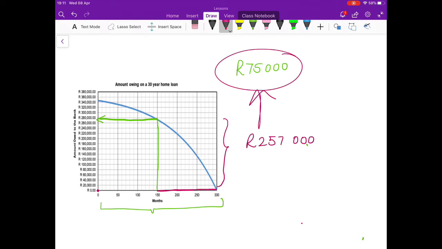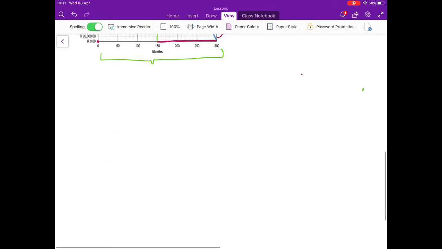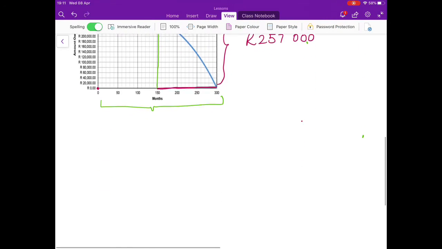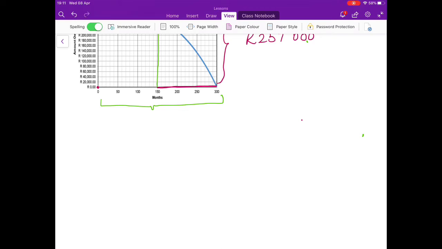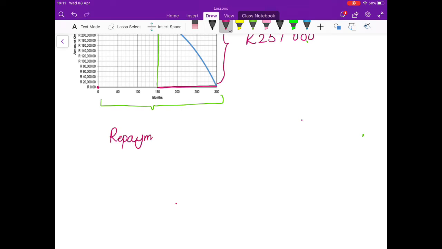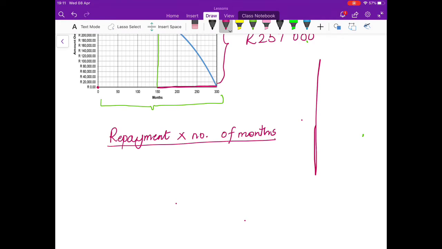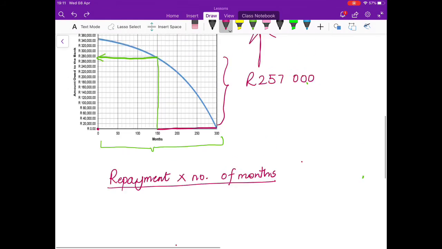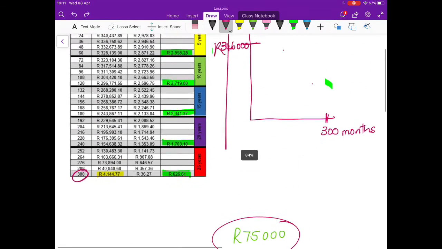Right, now in our previous exercise, what we looked at was the repayments, or the real cost of the loan. So let's go and have a look. What we did in the previous exercise was take the monthly repayment multiplied by the number of months. So if we calculated this loan scenario on that, let's go back to the table.